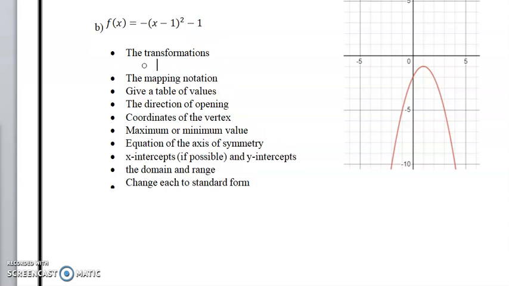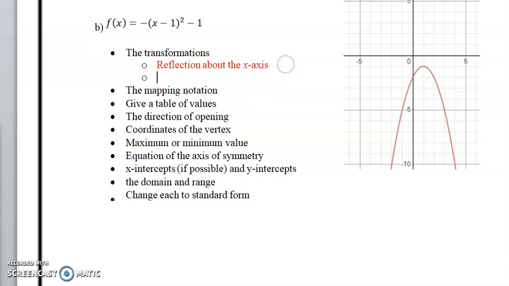So the transformations are going to be, it's negative in front, so again it's a reflection about the x-axis. You can clearly see that it's opening downward, right? What else do we have? We have a vertical stretch equal to 1. You don't see it. Remember, it's negative there, and there's a 1. We don't see a 1, so it is 1.